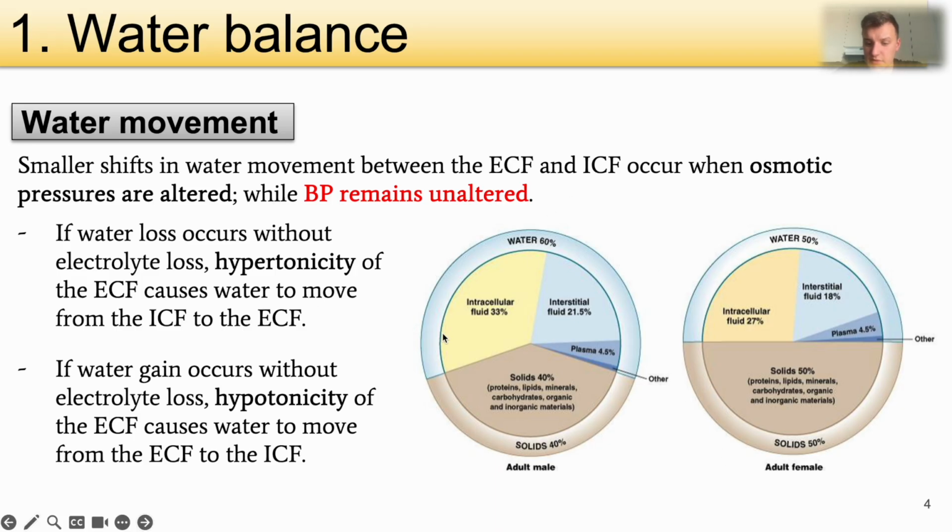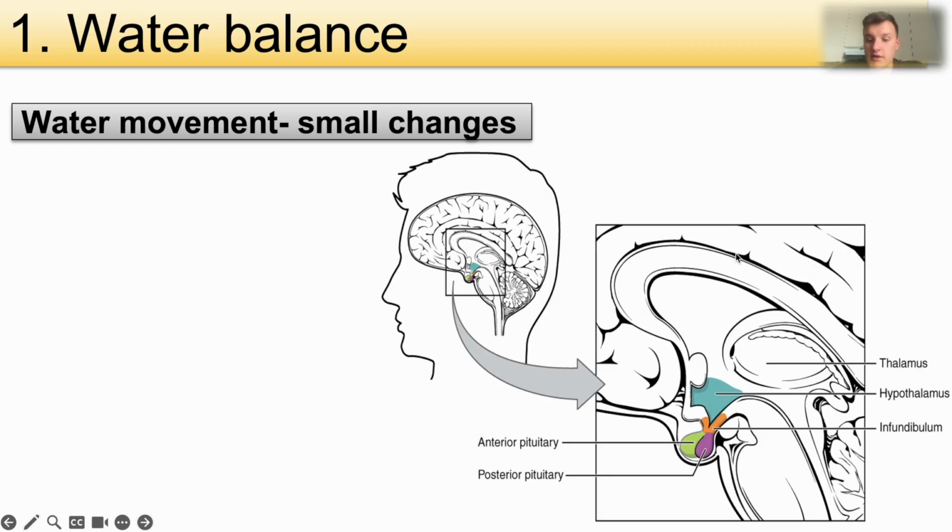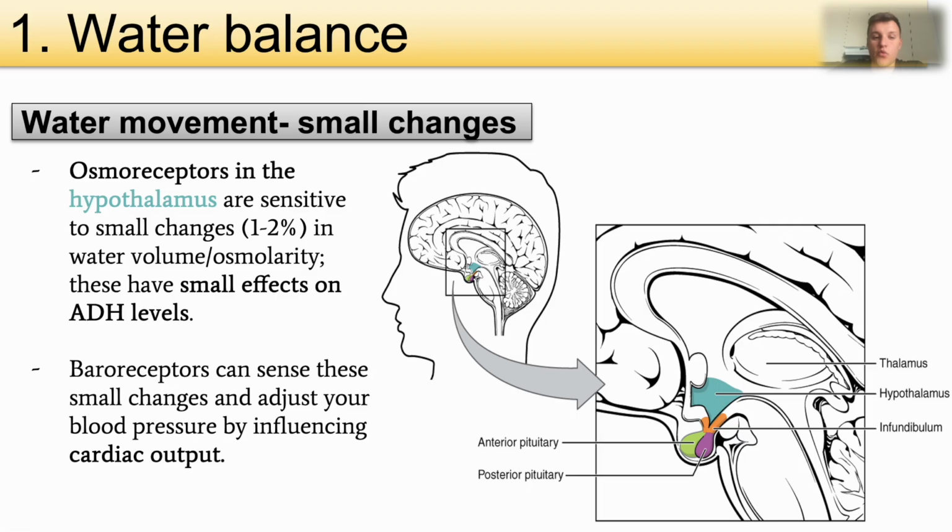And here's what we were looking at before. We have a lot of intracellular fluid, and some interstitial fluid and plasma. These two are your ECF. So, water movement. Let's talk about small changes in water.